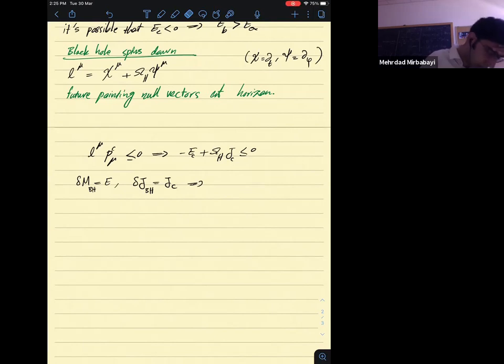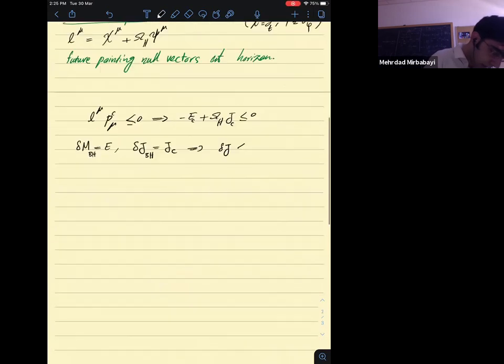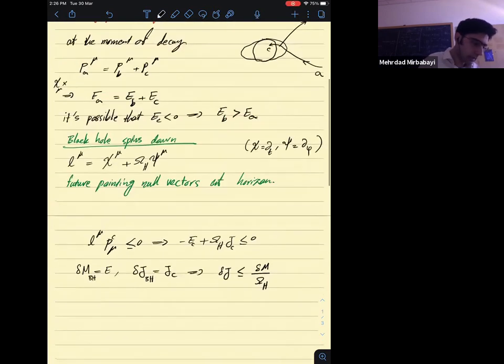Yes, actually it's correct. This formula tells us that delta J is less than or equal to delta M divided by omega h. Now remember that for this particle C, we could have negative energy. In fact, that's the process that we are interested in.